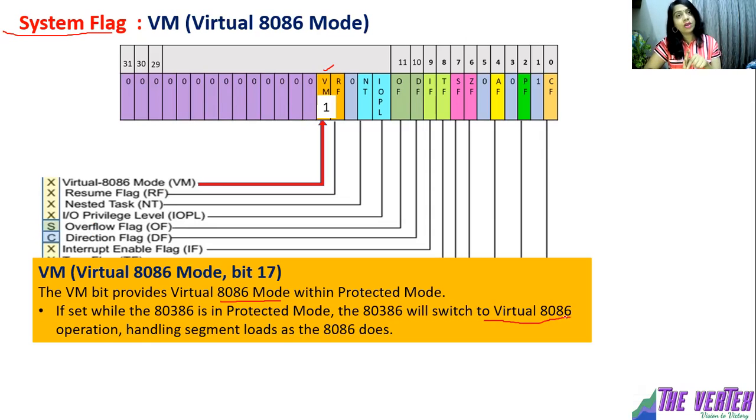When this flag is 1, the 80386 can execute 8086 instructions or 8086 programs, handling segment loads as the 8086 does, and segments will also be operated the way the 8086 does. That is known as virtual 8086 mode. That means whenever the 80386 is in virtual 8086 mode, this flag is 1.